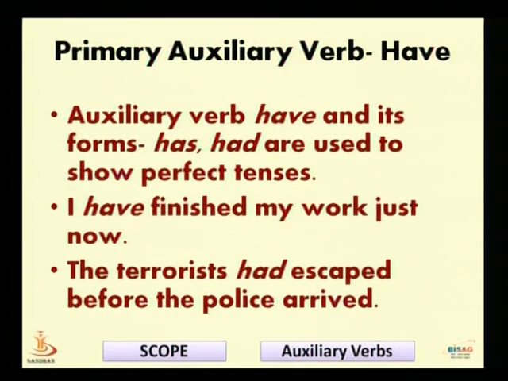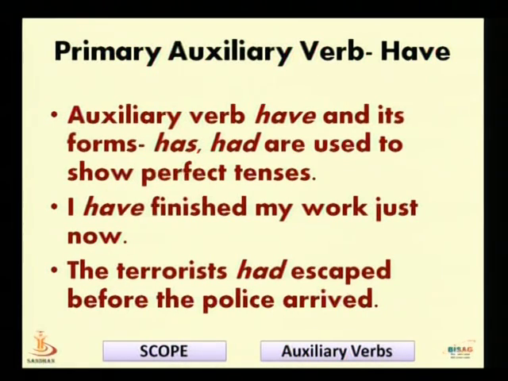Now you can also guess very easily, friends, why I have used had in the next line, that is, the terrorists had escaped before the police arrived. I have also used the word had, HAD, in italics. I have done this just to show that had is not the main verb. It is used here as the helping verb which helps the main verb, which is escaped, and it shows here the tense, which is past perfect tense.